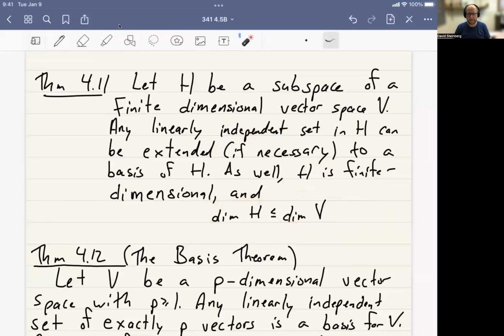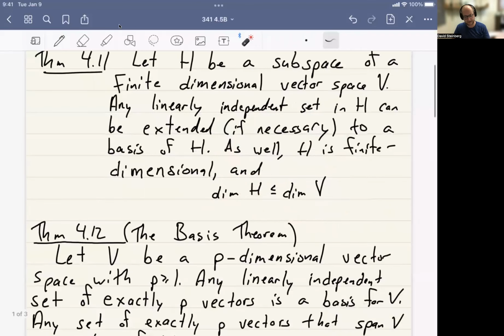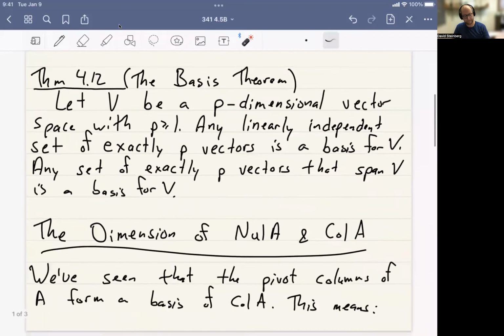Okay, and this is a build up to theorem 4.12, the basis theorem. So this says let V be a p-dimensional vector space where p is some number bigger than or equal to 1. It says two things. Maybe we'll label these to distinguish them. One, any linearly independent set of exactly p vectors is already a basis. So if you know the dimension already, and you have the right number of vectors, and that it's linearly independent, then it's a basis.